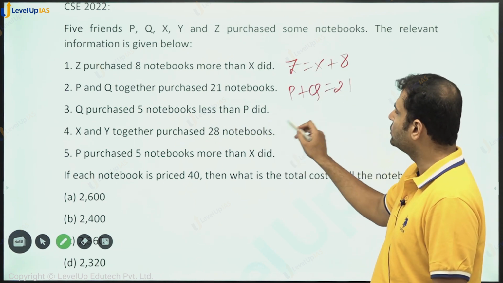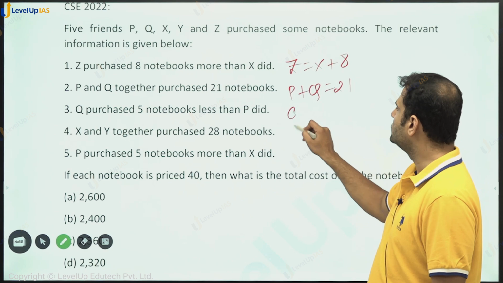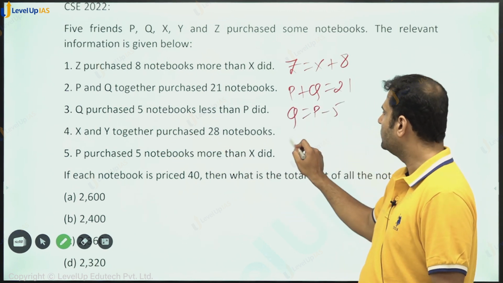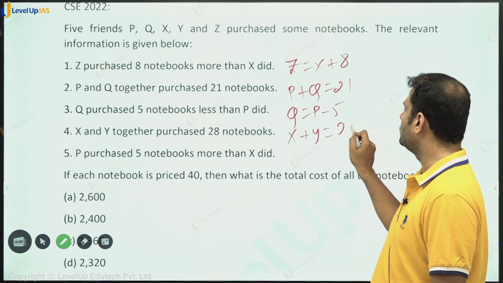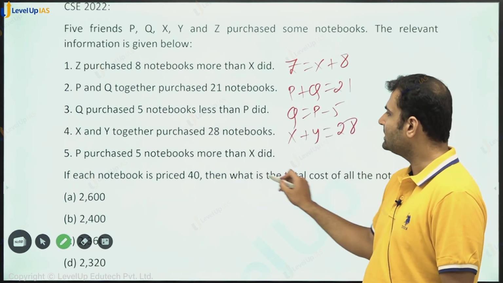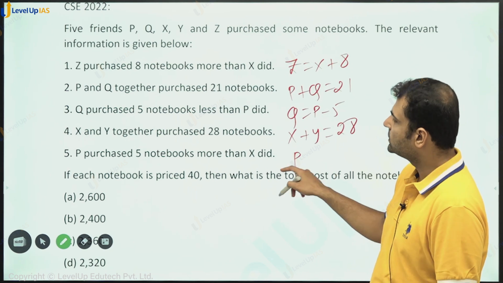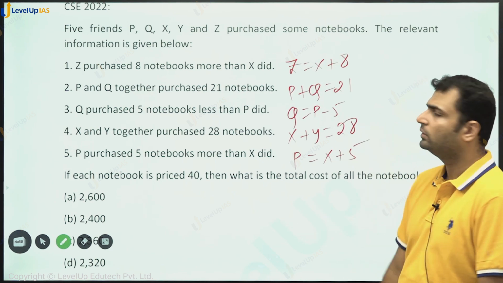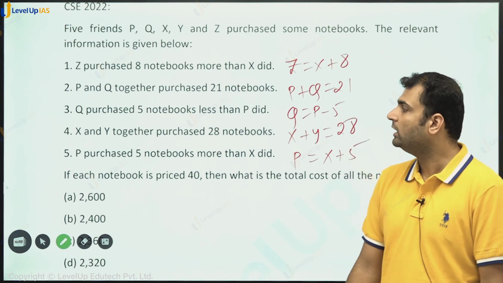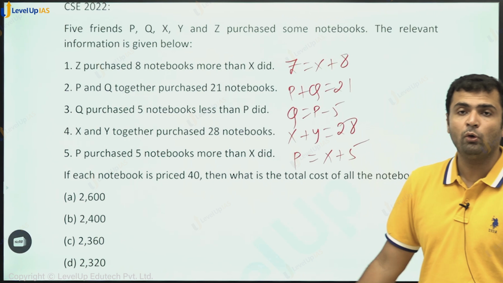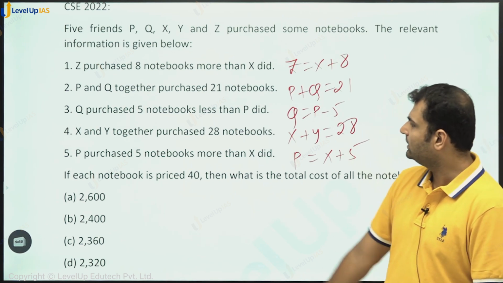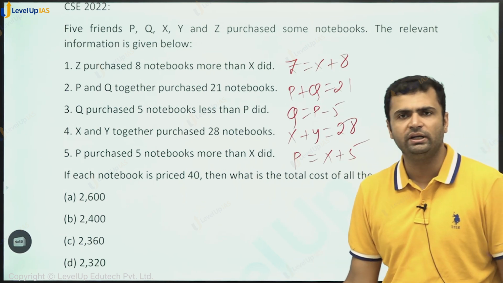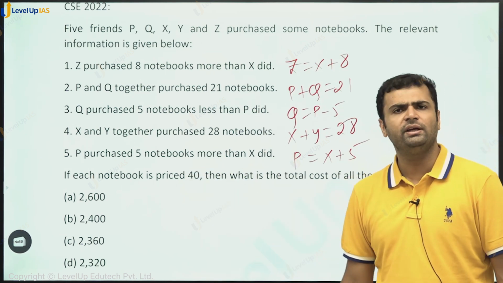Q purchases 5 notebooks less than P. So Q is equal to P minus 5. Then X and Y together purchase 28 notebooks. Fine. Then last, P purchases 5 notebooks more than X, P is equal to X plus 5. 5 equations, 5 unknowns. हमें solve करना है. We have to find how many notebooks each one of them bought. और क्या दिया? Each notebook is priced 40. Then what is the total cost of notebooks? तो जितने भी books खरीदे हैं उन्होंने total मिला के into 40 is our answer.